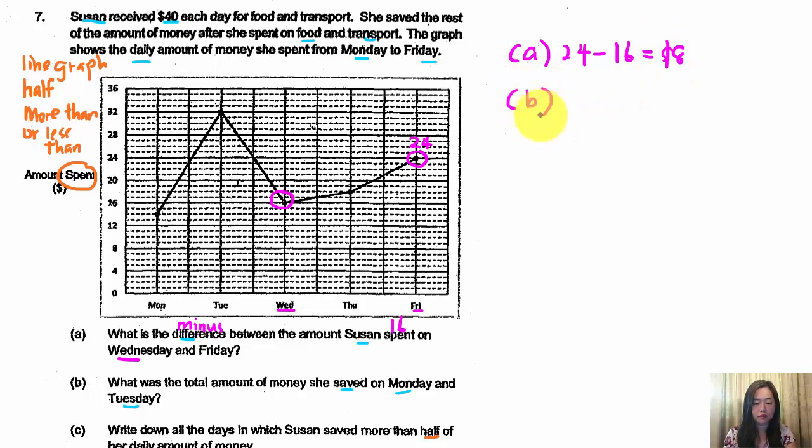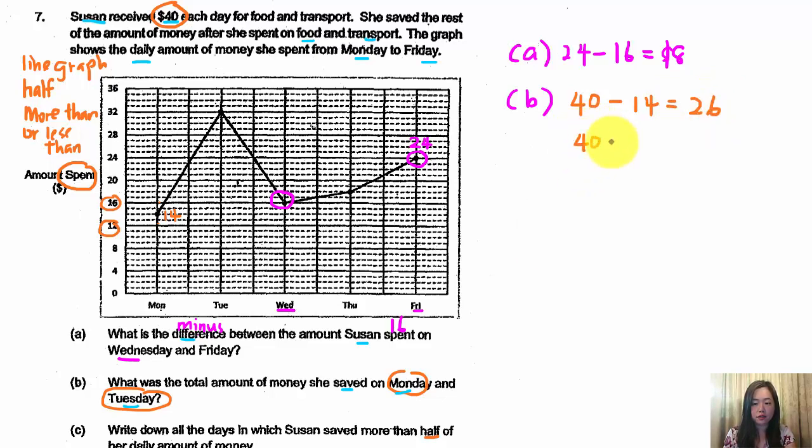Let's do B. What was the total amount of money she saved on Monday and Tuesday? So, these are the spent portion, and remember she received $40 every day. Let's read these tiny lines over here. This is 12 and this is 16. And this is at the halfway point, so this must be 14. And this is the spent amount. To find the saved amount, it will be $40 given to her daily minus $14, which is equal to 26 on Monday.